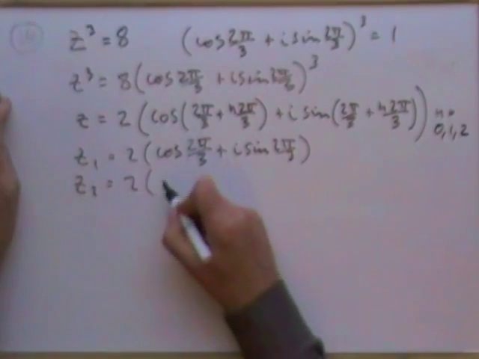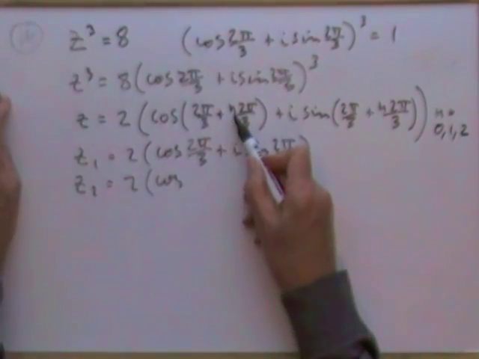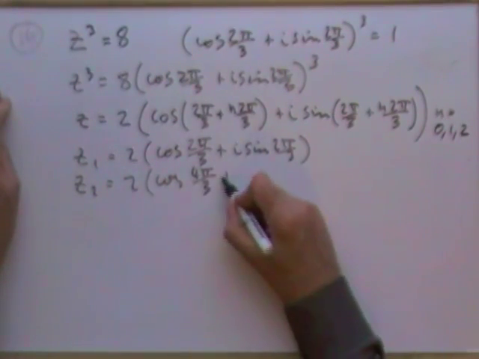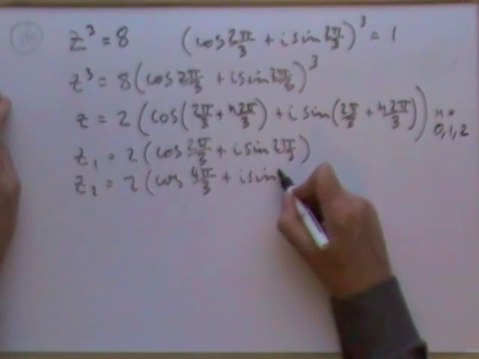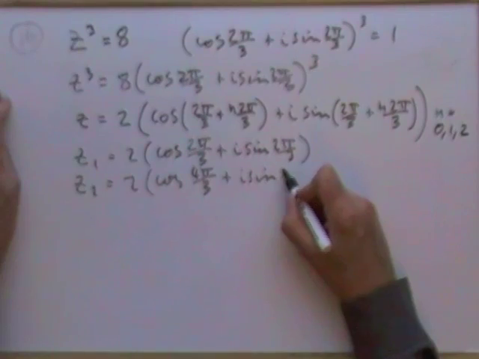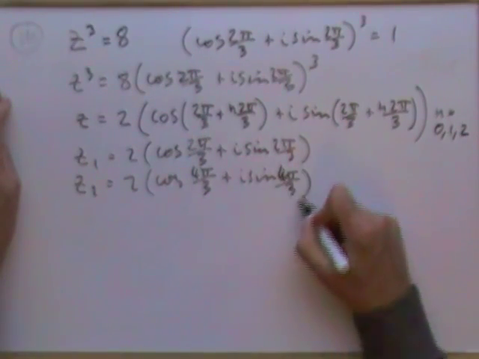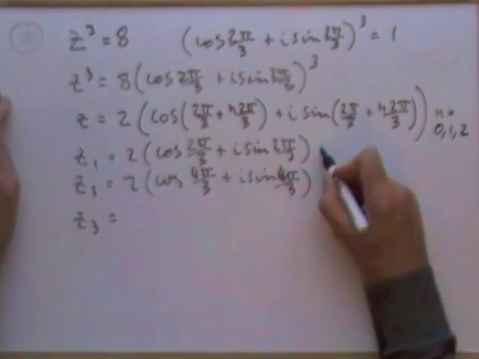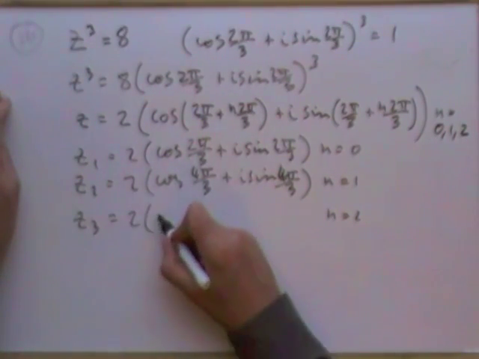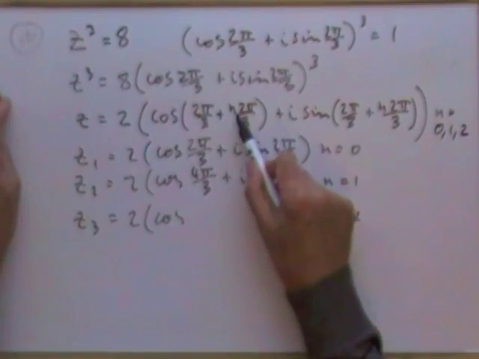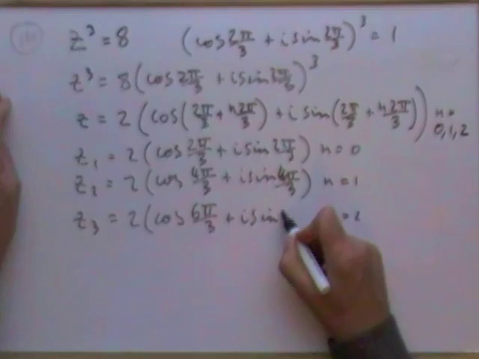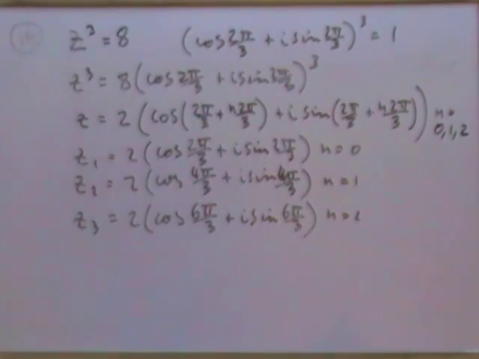Next answer, 2 times cos of, this time make it 1. So that'll be 2 and 2 is 4 pi upon 3. 4 pi upon 3 is a different angle from 2 pi upon 3. But multiply it by 3 and it just goes back to the original. Plus 4 pi upon 3. Z3. Now we know that was taking n equals 0, n equals 1, now take n equals 2. 2 times cos of, now if n is 2, that'll be 4, that'll make 6 lots you'll be adding on. Plus i sine 6 pi upon 3. And there's the 3 roots.